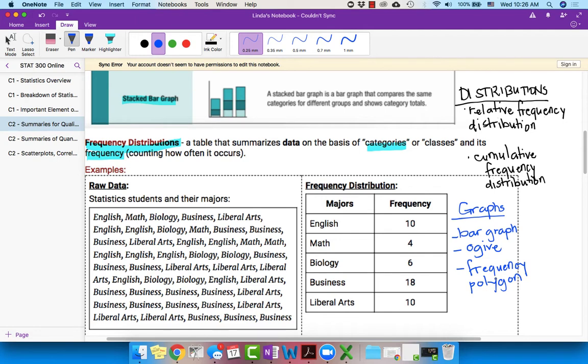Okay, let's absorb all this terminology with some examples. In this example, we have data collected from statistics students and their major. For simplicity, we will just limit it to 5 different majors: English, math, biology, business, and liberal arts. To construct a frequency distribution, the first step in looking at the data is to determine the number of categories or classes, as the textbook would call it.